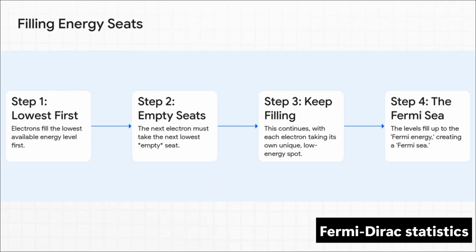Okay, so picture how the seats get filled. Electrons are kind of lazy. They always want to be in the lowest energy state possible. So the first one comes in and grabs the best seat. The second one takes the next best empty seat, and so on and so on. They just stack up from the bottom, filling level after level, creating this vast, deep pool of occupied states that we call the Fermi sea.